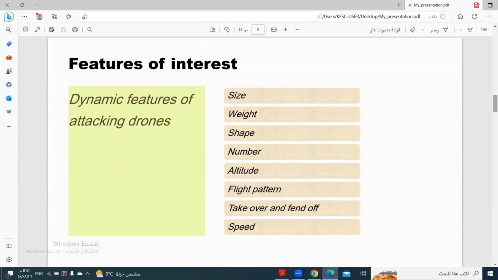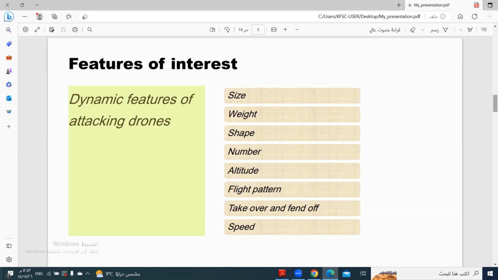In our model, the features of interest are the dynamic features of tracking drones. We are interested in size, and try to find a model that can figure out the size of the drones, because some of the drones used in terrorism attacks have special sizes, and also different weights and shapes. The attacker usually uses a number of drones at once, like a swarm. And we are also interested in figuring out the number of drones in the swarm.